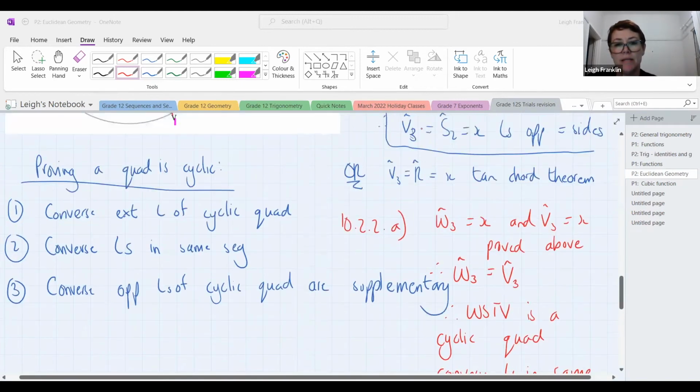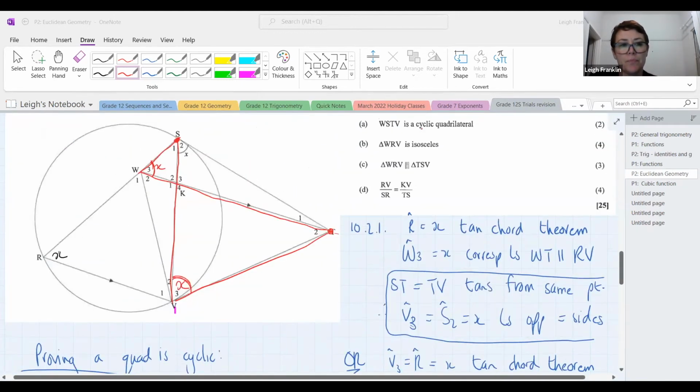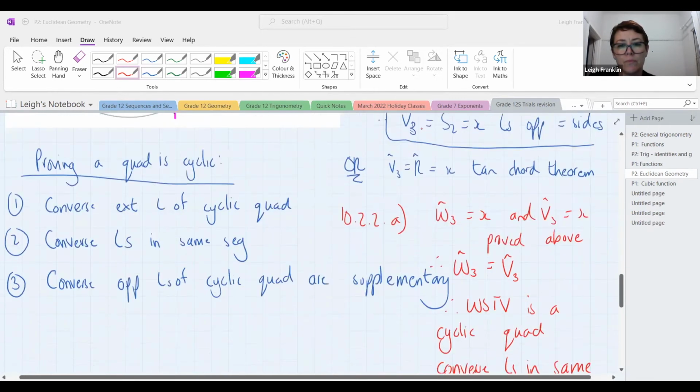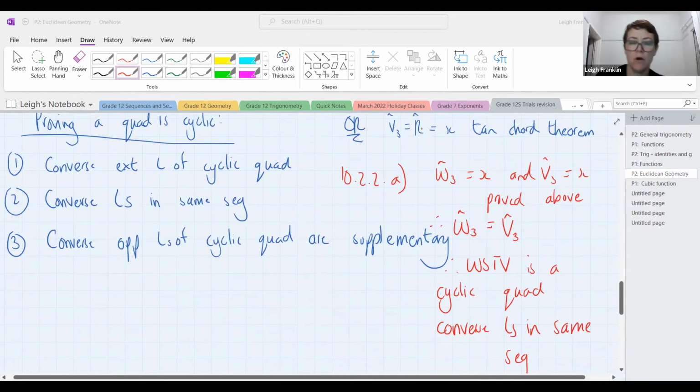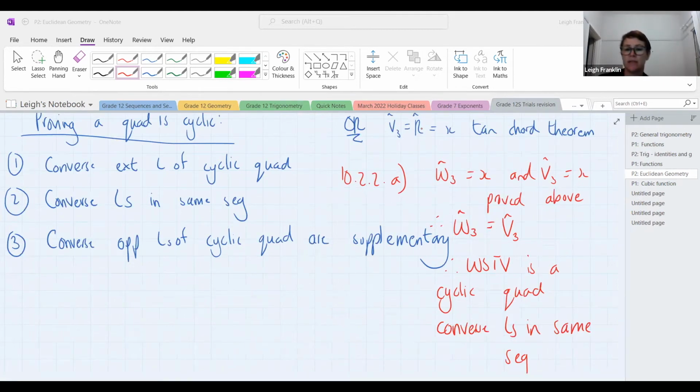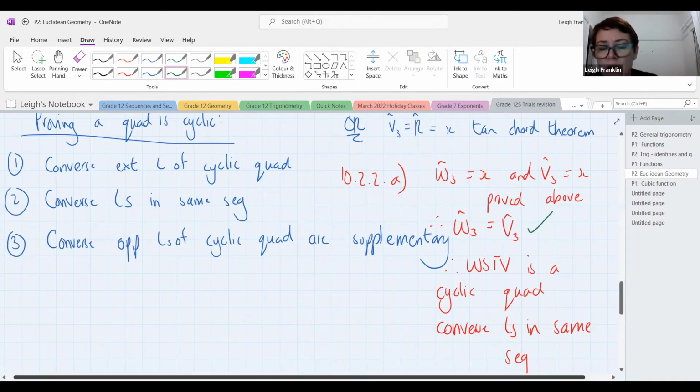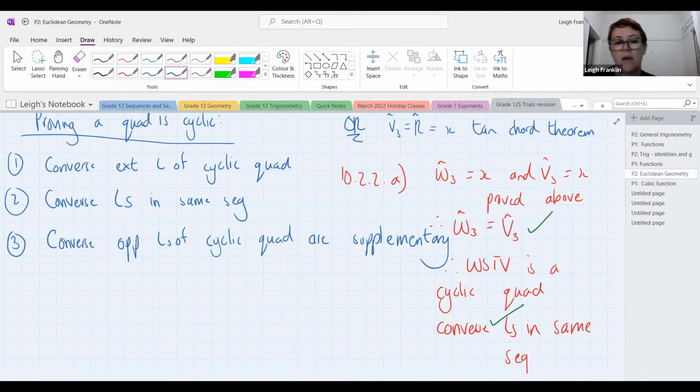Okay, is that making sense to everybody? I'll just go down there if you want to write that down. Because W3 is X and V3 is X, they're equal to one another. So because they're equal to one another, WSTV is a cyclic quad because of converse angles in the same segment. It was only out of 2, so there wasn't that much writing. It's this over here, and then that reason over there. Those would be our 2 marks in this case.